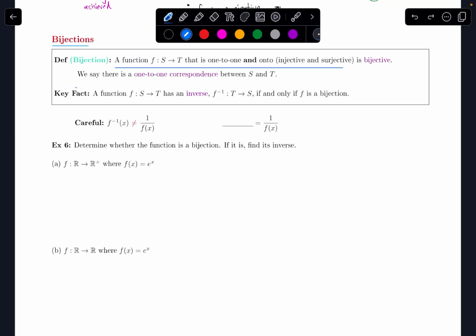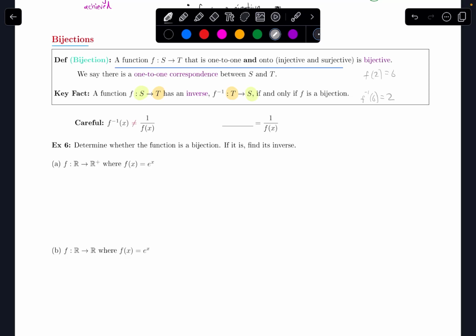One of the key facts is that a function is a bijection if and only if it has an inverse. An inverse will switch the roles of the domain and the codomain, so it switches the roles of the inputs and the outputs. For example, if f of 2 equals 6, the inverse should switch that, so f inverse of 6 should be equal to 2.